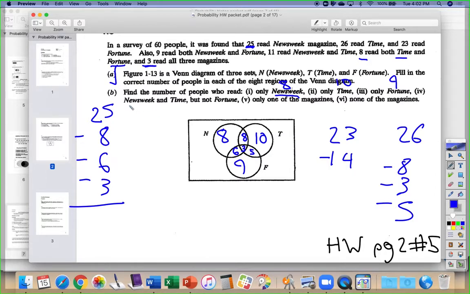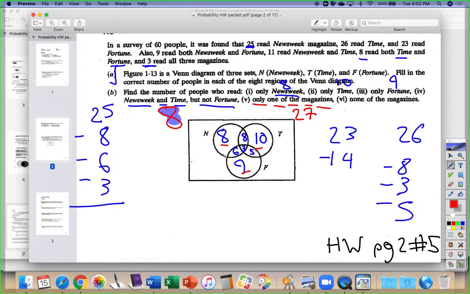Number 4, Newsweek and Time, but not Fortune. So what does that mean to us? It means you read Newsweek, you're in this circle, but you can't be in this triple overlap. So it's just 8. Number 4, only one of the magazines. Well, that could be here, here, or here. They all read one of them. So that's 19, 27. That's 27 in total.